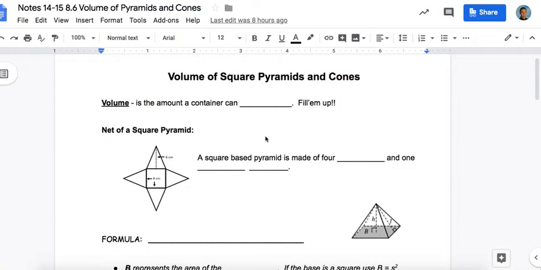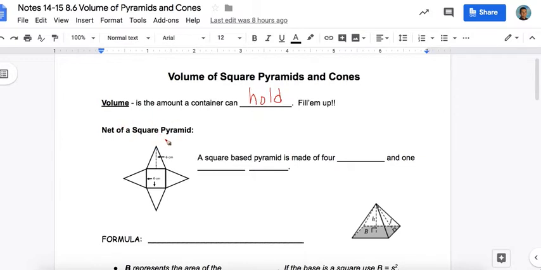Welcome to my video on volume of square pyramids and cones. So recall that volume is the amount a container can hold. So we use the phrase fill them up. Okay, so volume talks about the inside. So we might say hold or contain or inside, or we might say fill to talk about the volume.